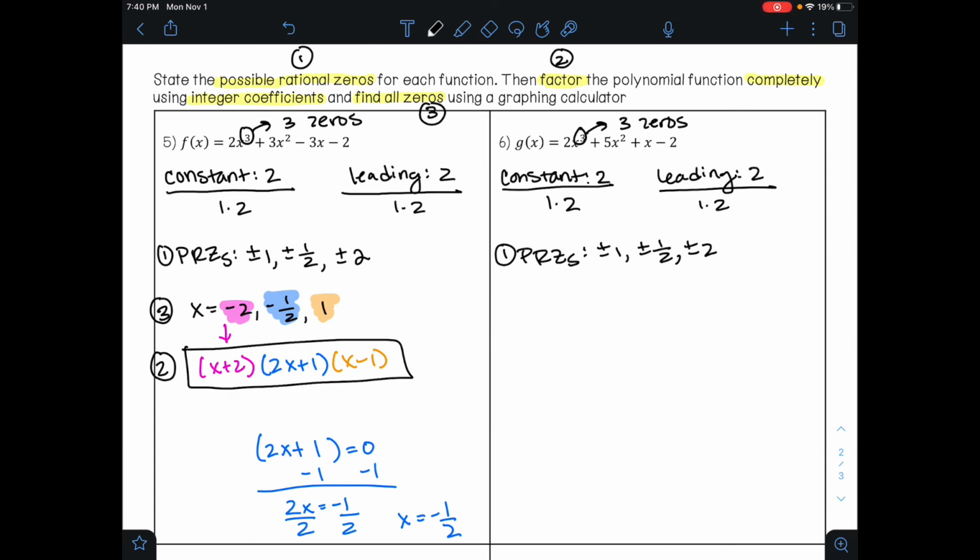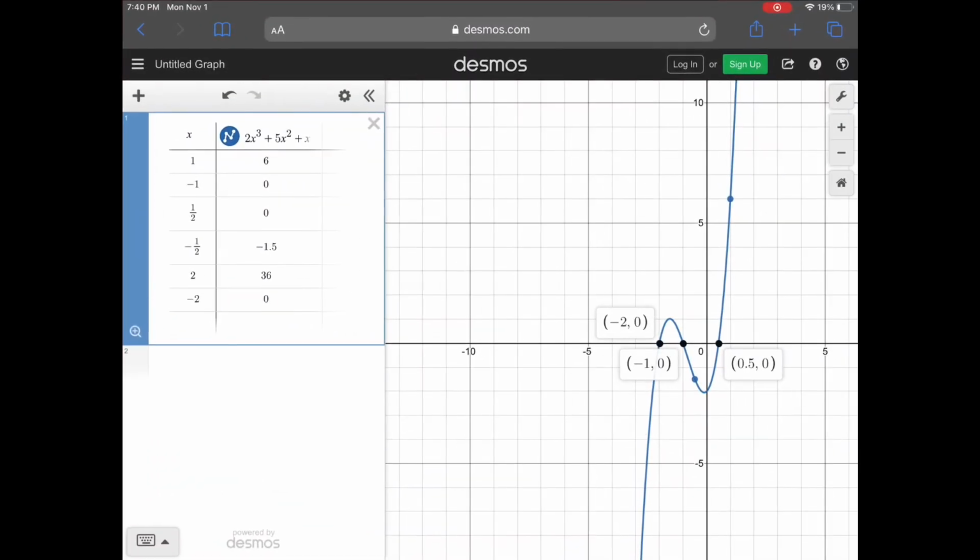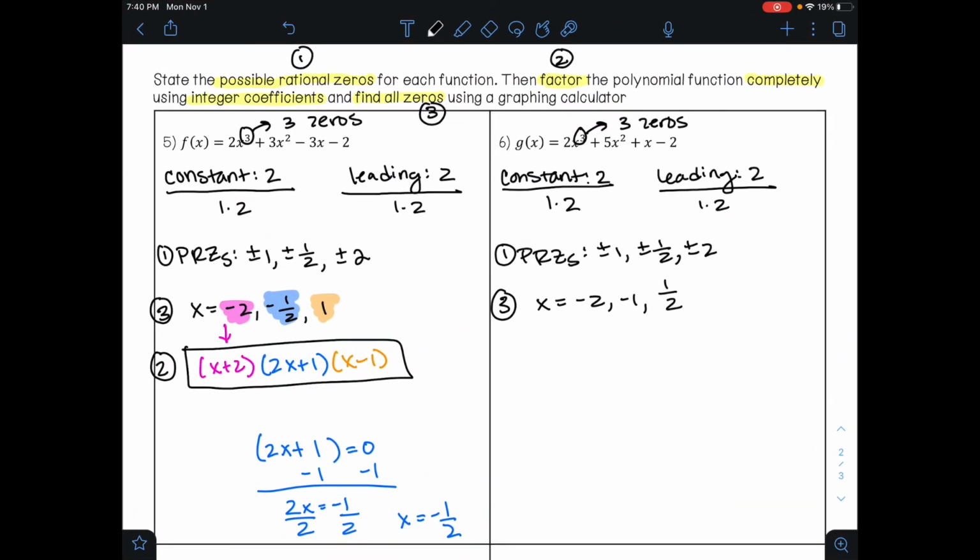So again, those zeros were -2, -1, and +1/2. Let me just double check. -2, -1, +1/2. Yep. And then from here, I want to go ahead and write my factors. So if -2 is a 0, then that means x plus 2 was a factor. If -1 is a 0, then that means x plus 1 is a factor. If 1/2 is a 0, then that means 2x minus 1 was a factor.